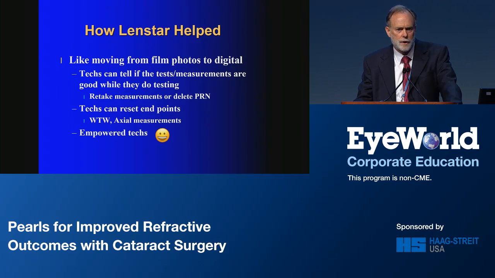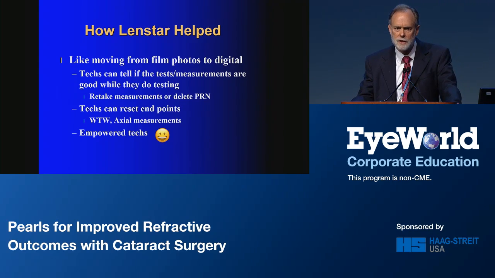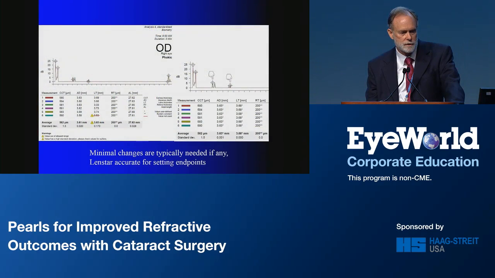This is the same thing with our IOL calculations. You don't want to be at the point of doing your calculations and realize that some of the measurements don't make sense, and then have to remeasure the patient. So our techs can now tell if the measurements are good right while they're doing the testing. If it's not right, they retake the measurements or delete the bad ones. The techs can also reset the endpoints if needed on some of the tests like white to white and axial measurements. This empowers our techs, and that of course leads to happier techs and an easier flow in the office.